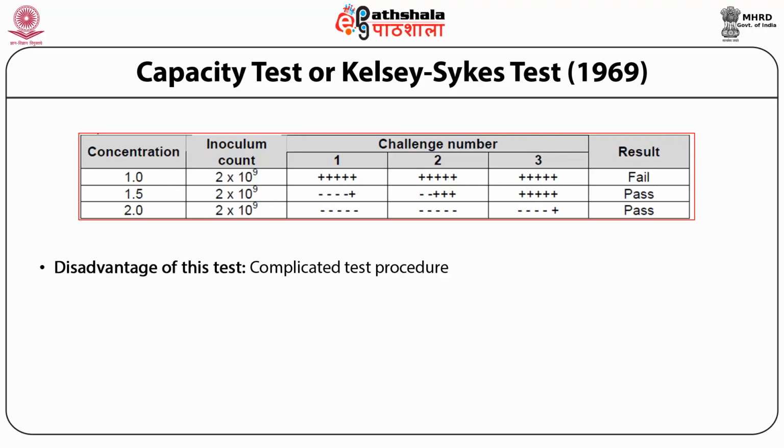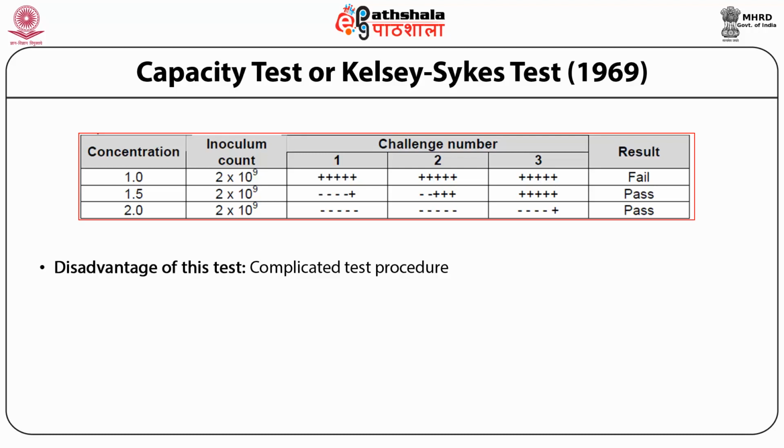In challenge numbers 1, 2, 3, you can see the plus sign as well as the negative sign. The plus sign indicates growth and the negative sign indicates no growth. In the result part you will find fail, pass or pass. If there is a positive in all the challenge numbers, then the disinfectant has failed. But if there is a negative, or no growth, in challenge number 1 or challenge number 2, then the disinfectant passes the experiment.